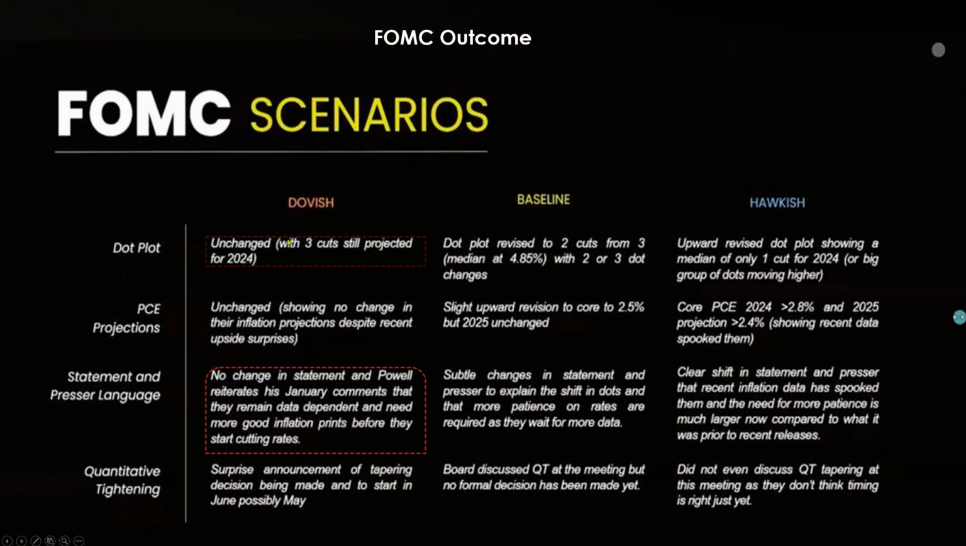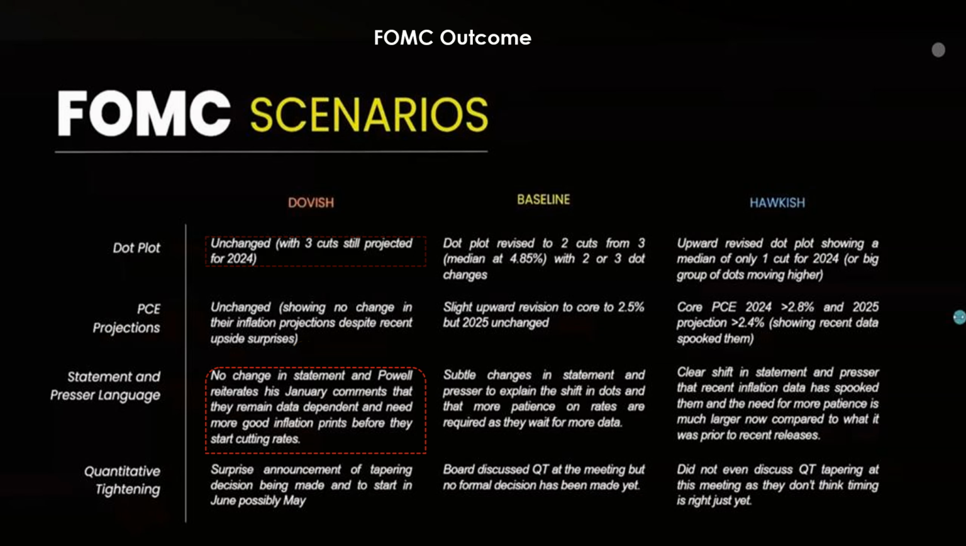So what happened? This was the outcome. They left rates unchanged with three cuts still projected for 2024, and they also left the statement unchanged. So obviously, what do you think that will mean for the DXY? I want you to just take your time now and reason with everything I said. How do you think that would impact the DXY?